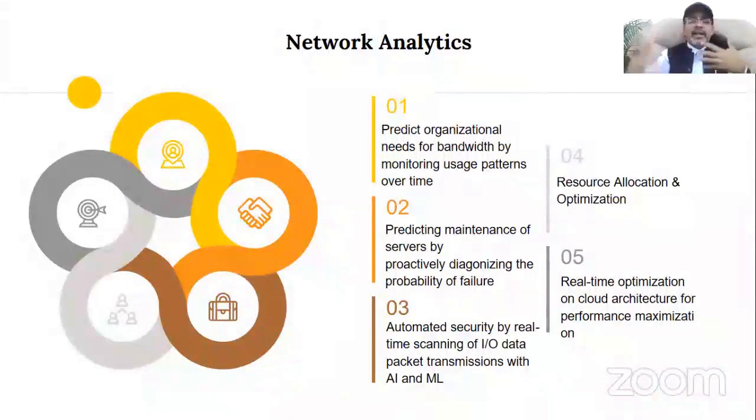So that's exactly predicting the organizational needs for the bandwidth by monitoring usage patterns over time. That's how we optimize with these algorithms, what should be the right size of that bucket, so that most of my customers get satisfied without any kind of problem. Predicting maintenance of servers is another important thing.